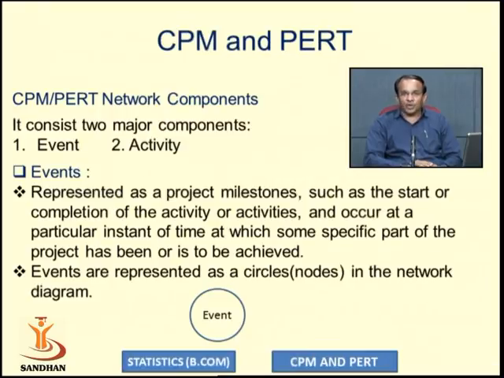We know that the milestones on the roadside indicate how much distance we have traveled and how far we are from our destination. So here in project management, the event will identify how much part of the project has been completed and how much part we have yet to complete. So an event will be represented as a project milestone. Events are represented in a network diagram as circles and nodes.